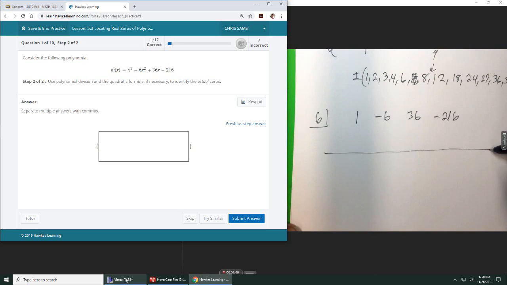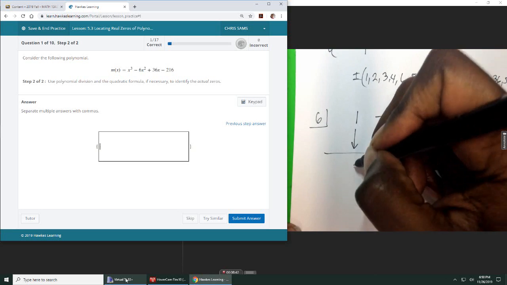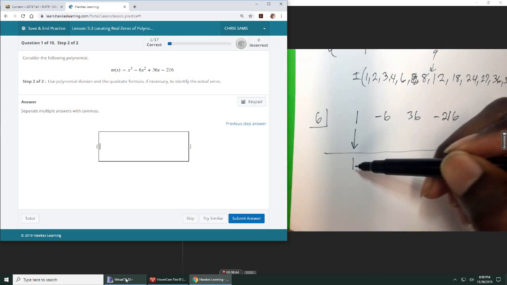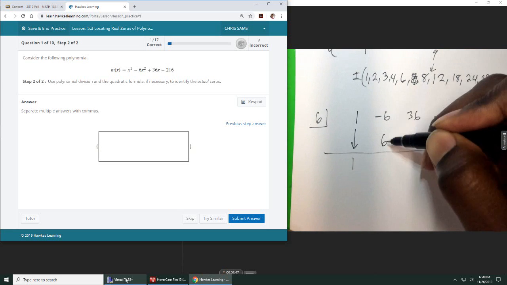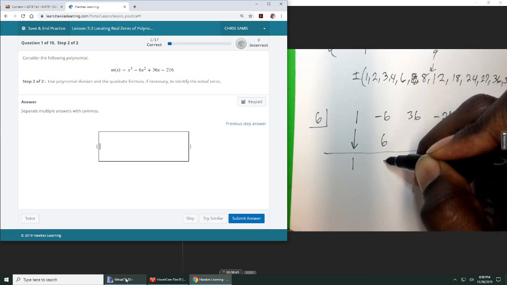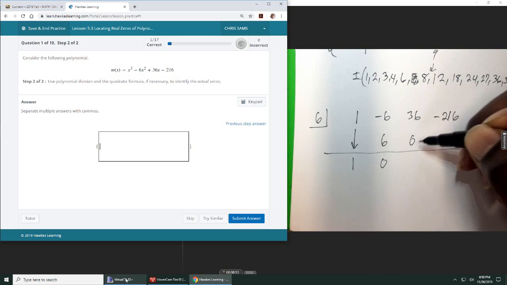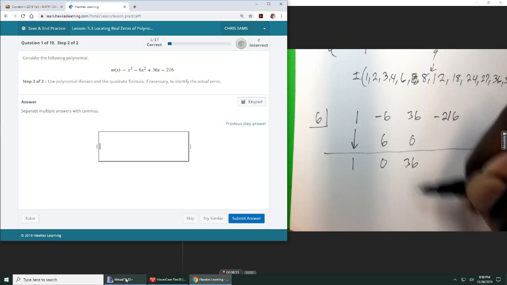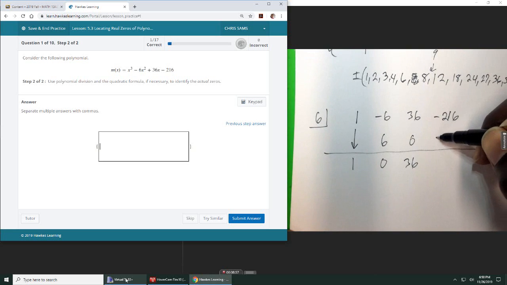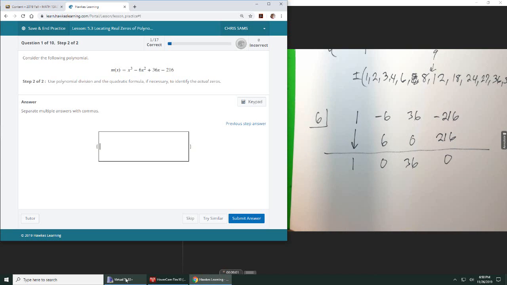So when you do synthetic division, you always bring the first number straight down. Then we multiply. 6 times 1 gives me 6. Add, because they're different signs, we get 0. 6 times 0 is 0. Add, we get 36. And then 6 times 36 gives us 216. And then when we combine those, we get 0.